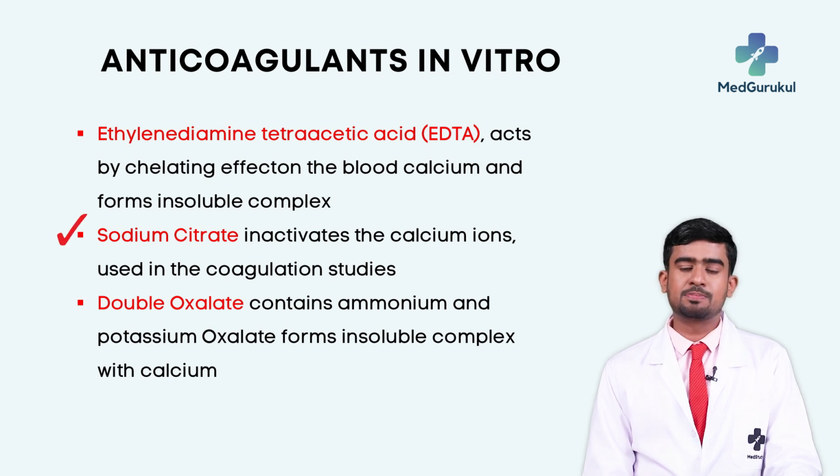Now, coming to the second anticoagulant which is used in vitro, that is in the laboratory, it is sodium citrate. Sodium citrate has the same mechanism of action. It will inhibit calcium ions by binding to calcium ions and forming an insoluble complex. And double oxalate is another anticoagulant, which is a mixture of ammonium oxalate and potassium oxalate. This is used in various hematological investigations. The mechanism of action remains the same: the oxalate salt will cause complex formation with calcium and thereby reduce the free calcium levels in the blood, and thereby it will prevent clotting.